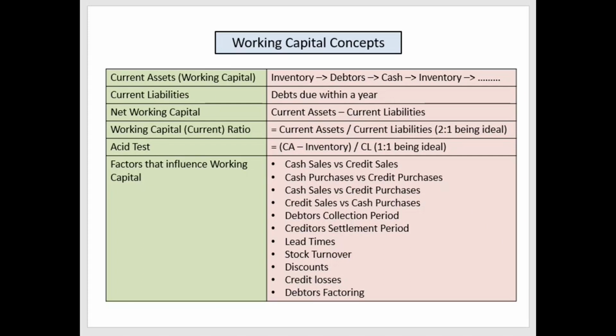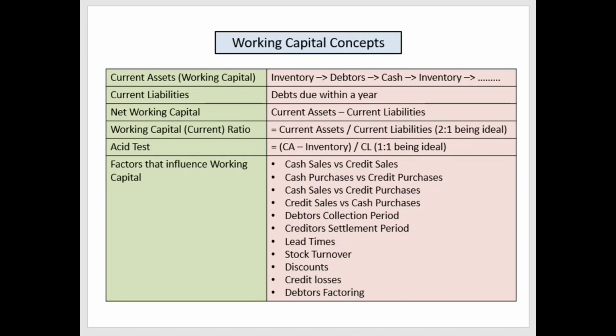Then we have the asset test, where we take our current assets, subtract our inventory, and divide that by our current liabilities. Then 1 to 1 is ideal because it means we are still in a position to pay our debts as they fall due, and we don't have to sell inventory first. We don't have to wait for sales. In the current economic environment, that is a very tough ideal to achieve, but we're trying to get there.